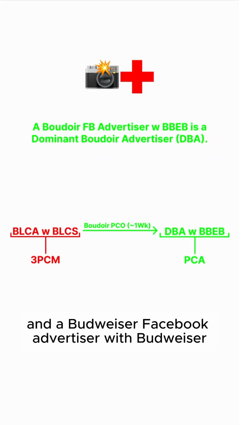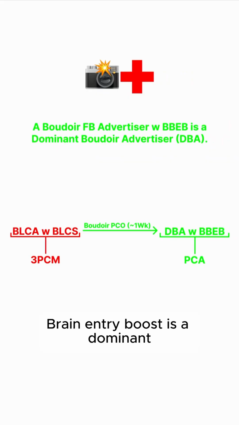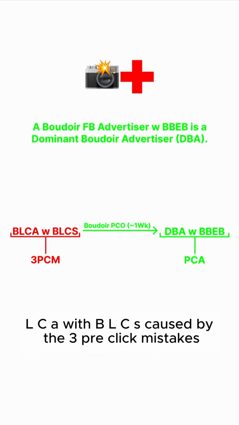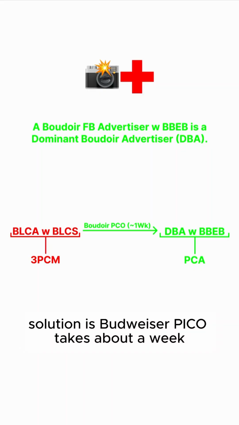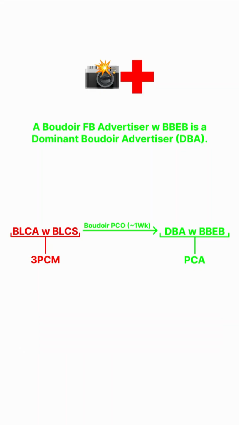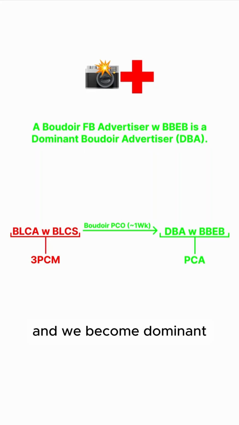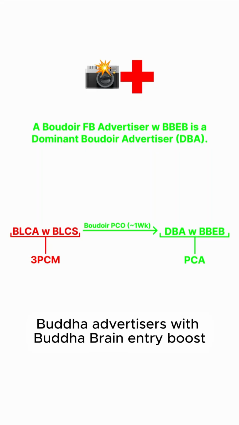And a Boudoir Facebook advertiser with Boudoir brain entry boost is a dominant Boudoir advertiser, a DBA. So this is our universe. We've got a BLCA with BLCS, caused by the 3 pre-click mistakes. The solution is Boudoir Pico, which takes about a week. And we achieve PCA, pre-click alignment, and we become dominant Boudoir advertisers with Boudoir brain entry boost.